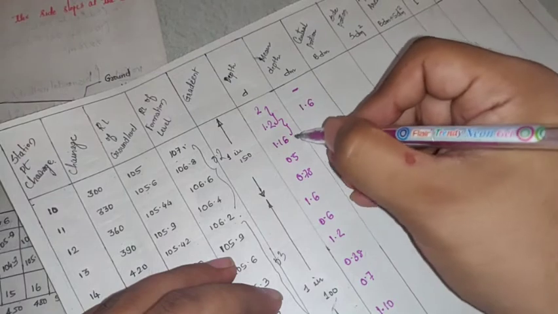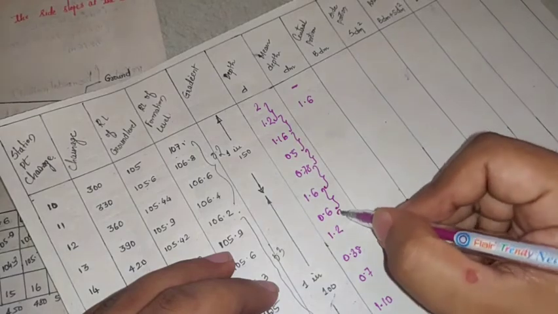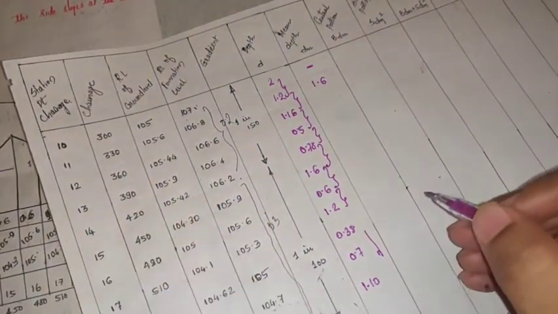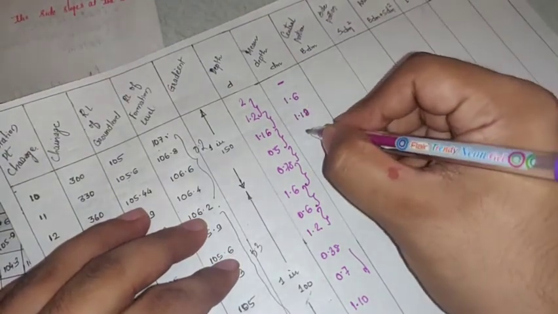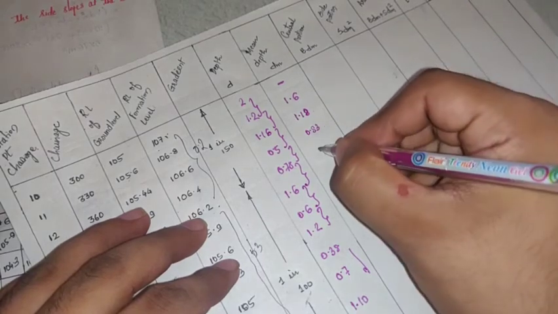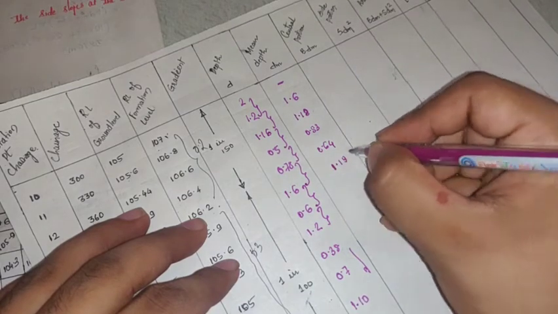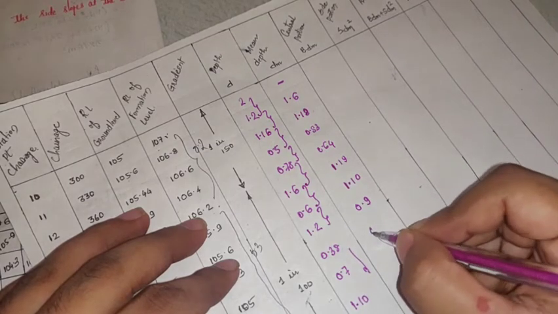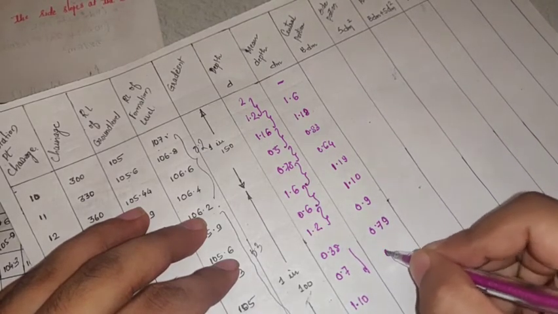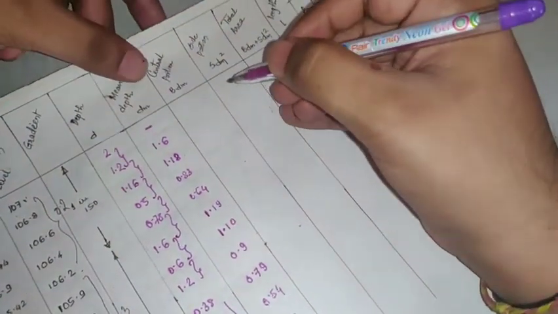Now again take difference of these two, difference of these two, and so on till here. Now after doing that, I'll get the mean depth. I'll go on writing directly 0.83, 0.64, 1.19, 1.10, 0.9, 0.79, 0.54, and this is 1.10. Right, so these are the mean depths what I got.